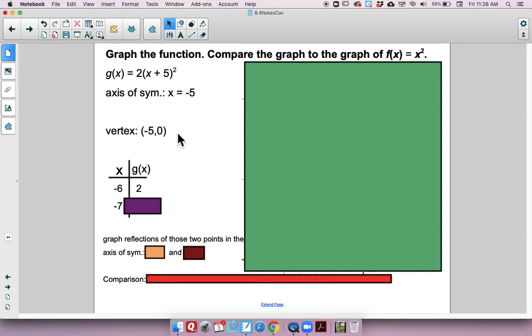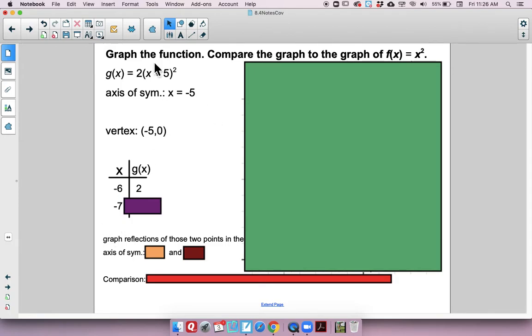Notice I'm picking points that are on the left side of my axis of symmetry. Did I really have to do that? No, I could have picked points on the right side, or one of each. Doesn't really make a difference. We're going to reflect those points, so then we have a total of 5 points, because we have our vertex, that's 1, and then these 2, and then the 2 reflections of those across the axis of symmetry.